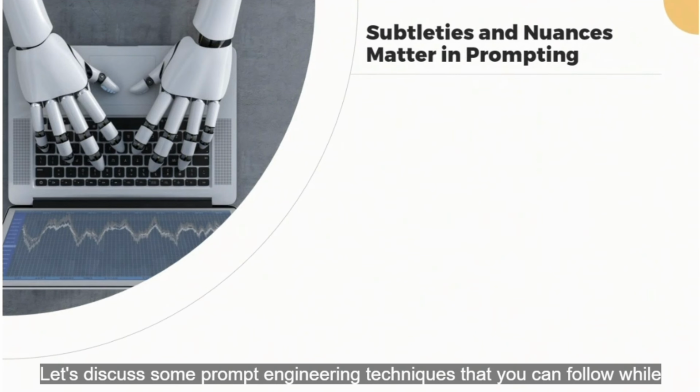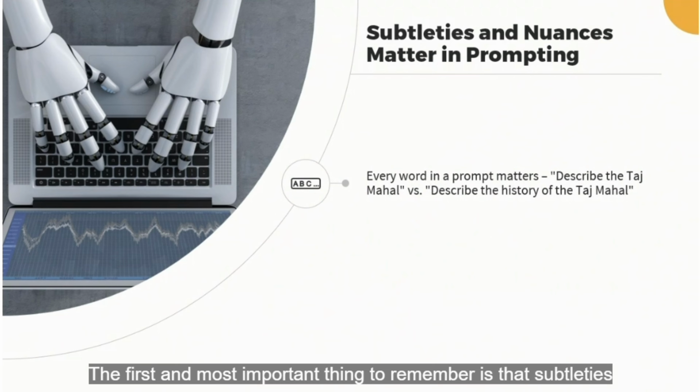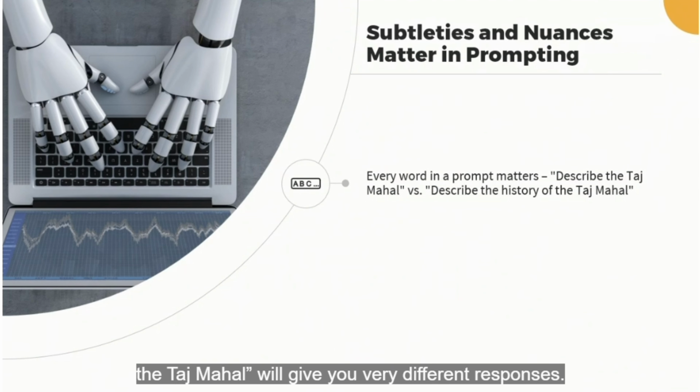Let's discuss some prompt engineering techniques that you can follow while working with these models. The first and most important thing to remember is that subtleties and nuance matter in prompting. Every word that you specify in a prompt is important. Describe the Taj Mahal versus describe the history of the Taj Mahal will give you very different responses.